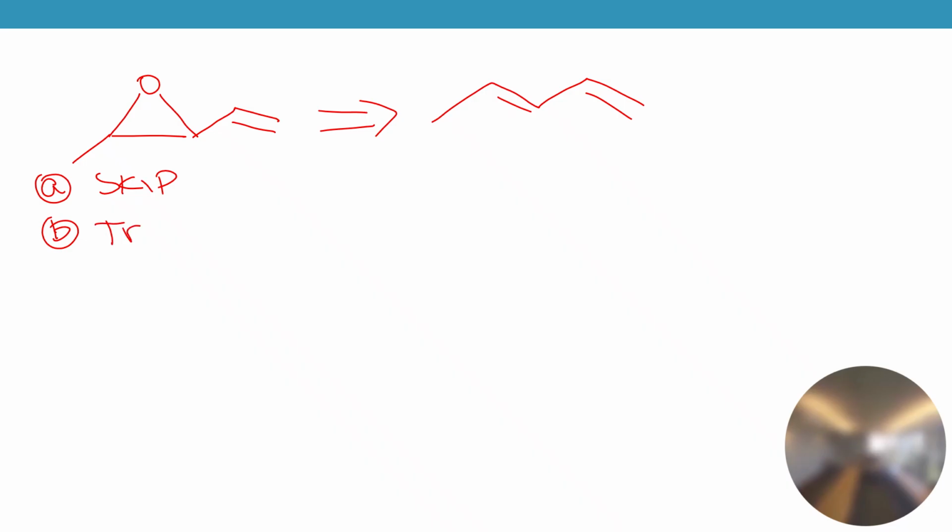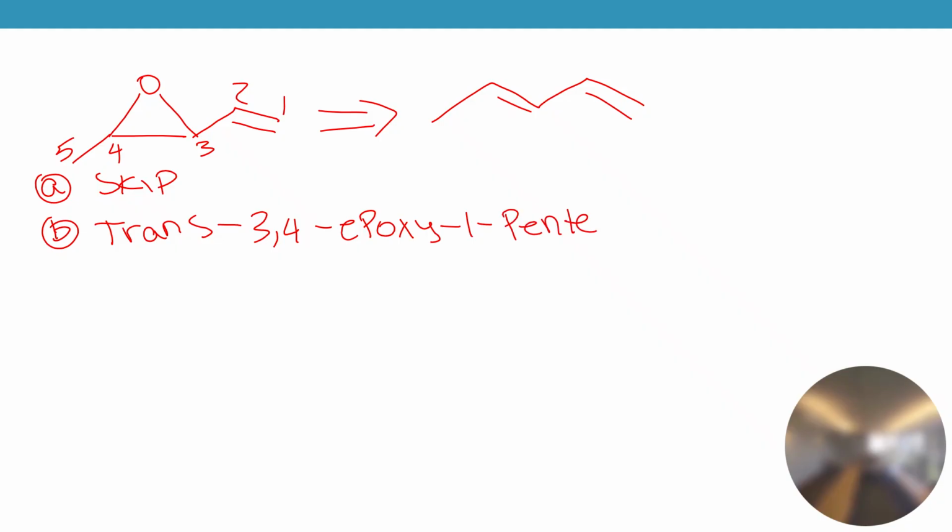So this is trans, one group is up, one group is down. 1, 2, 3, 4, 5. So we're going to prioritize the double bond over the epoxy in the numbering. So trans-3,4-epoxy, and we're naming this as a pentene. So because we're naming this as an ene, we're going to prioritize the double bond over the epoxy. The epoxy is a substituent.